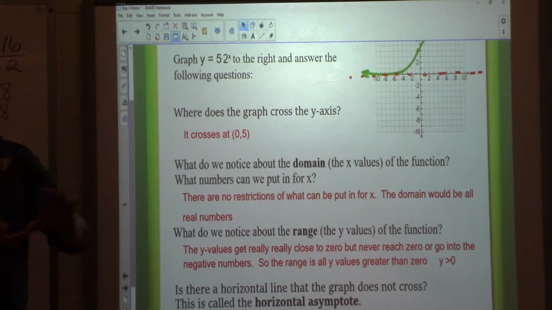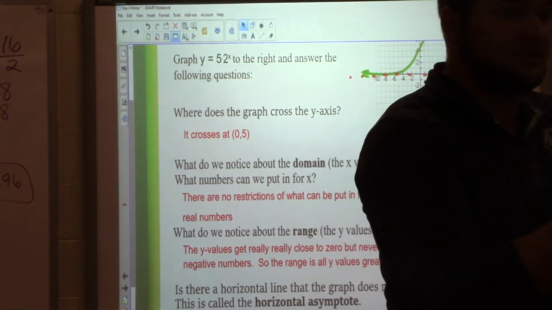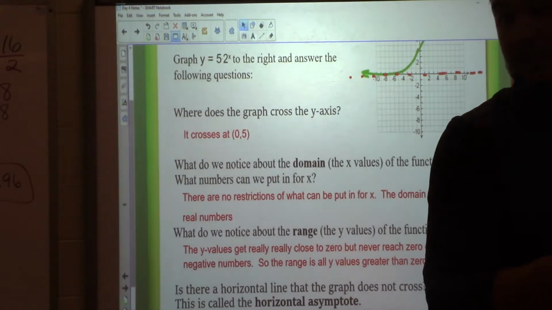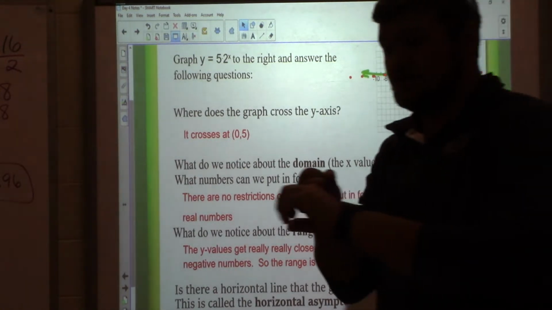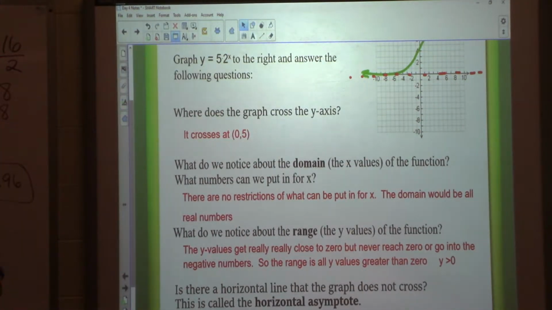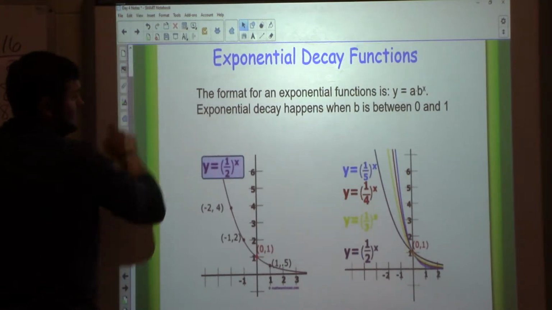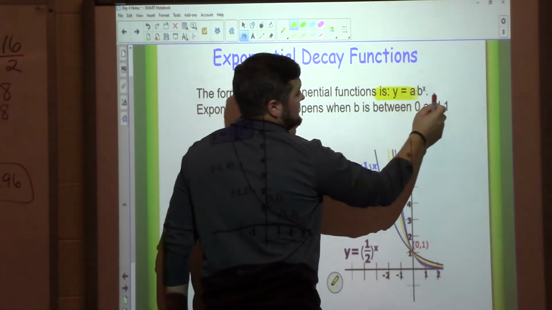Okay, big things we should remember so far. Exponential growth: from left to right, the graph goes up. And if I'm looking at the function, b is what? Greater than 1. Those are the two huge things we need to know about growth. Decay. Exponential decay. The format for exponential decay is the exact same as it was for growth.